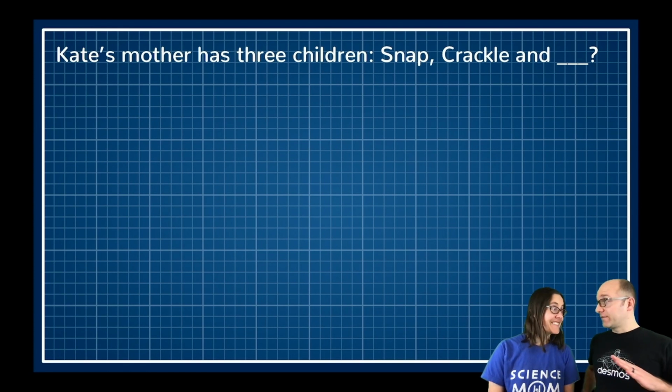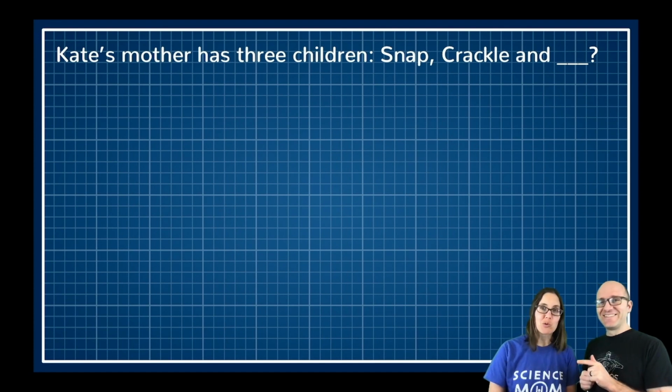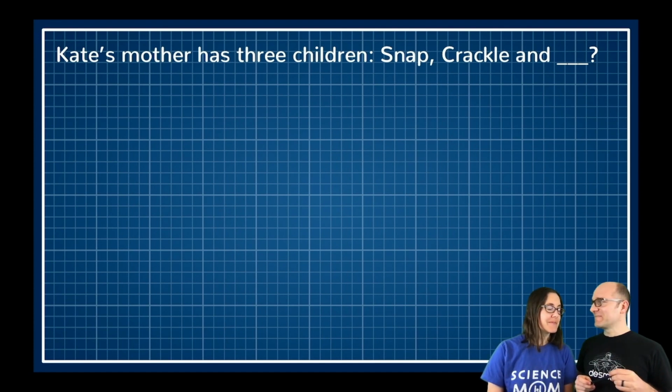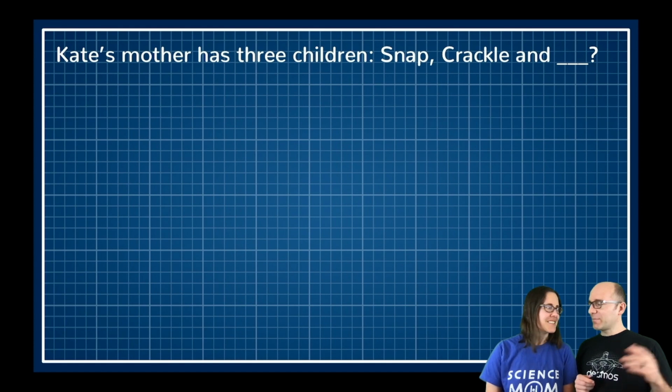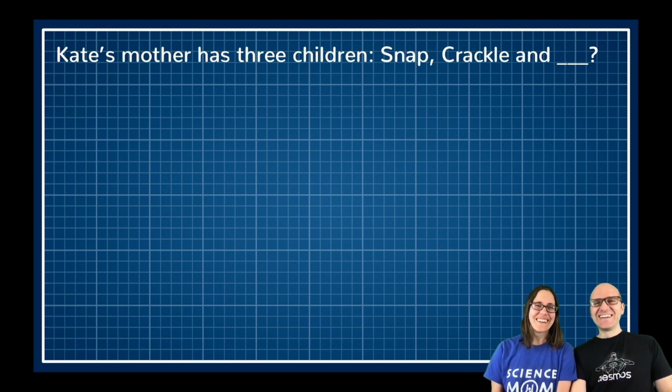All right, a riddle here for you, Science Mom. Kate's mother has 3 children. Snap, crackle, and... Pop. Just like the Rice Krispie commercial. Nope, you're wrong. Snap, crackle, and stomp. I don't know what. Kate. Kate? Snap, crackle, and Kate. Because it's Kate's mother. Kate's mother has 3 children. Oh, that's rather clever. I like it.